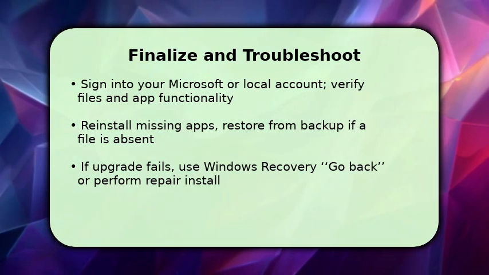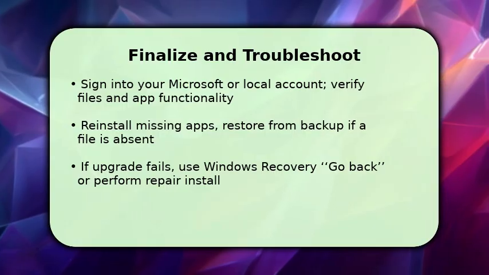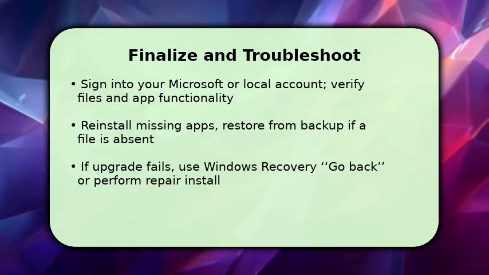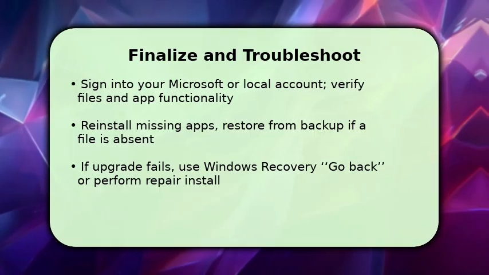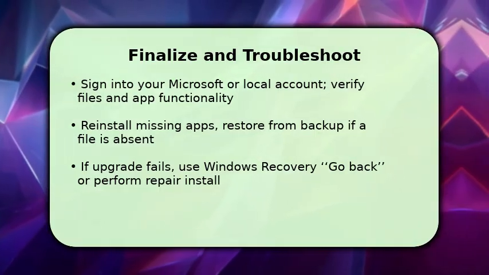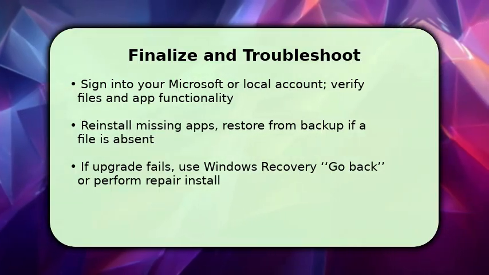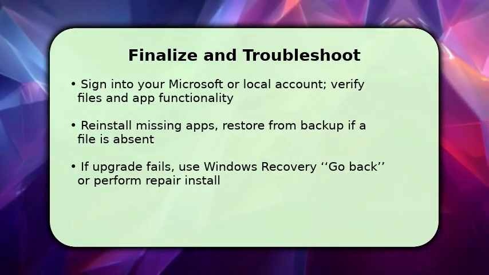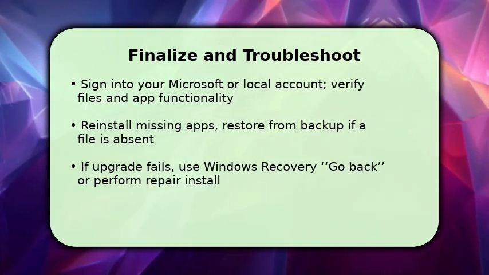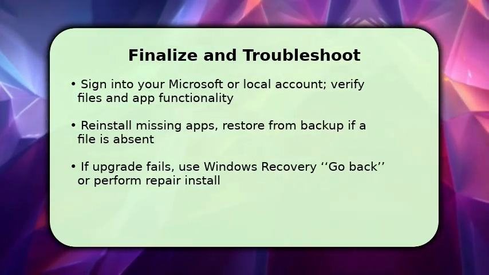You finish by signing into your account and validating that files, settings, and applications are present and behaving normally. If a single app misbehaves, reinstall it. If a file is missing, restore it from the backup you made earlier. Once everything looks good, run Windows Update again to capture post-upgrade driver and security fixes.